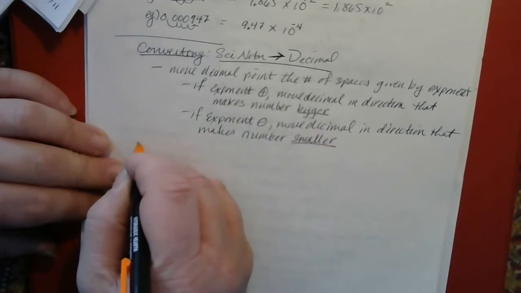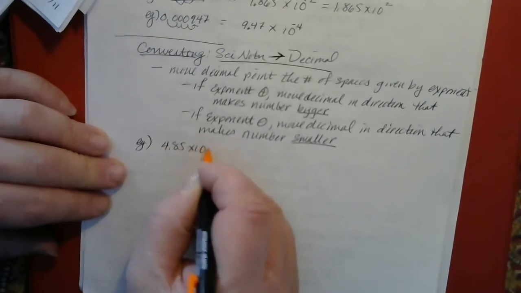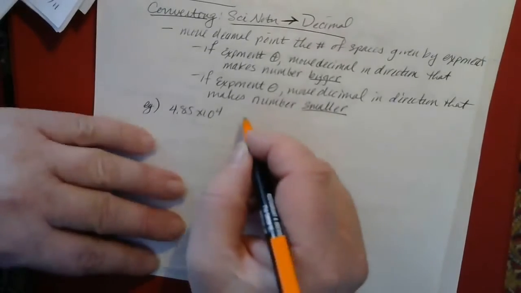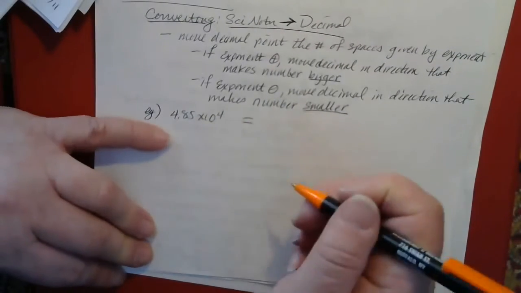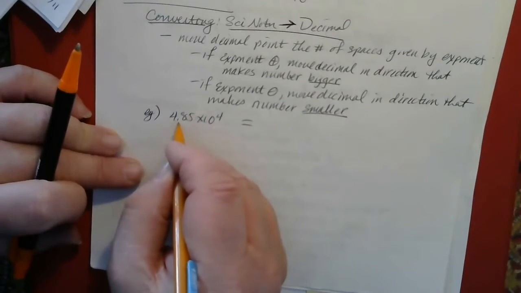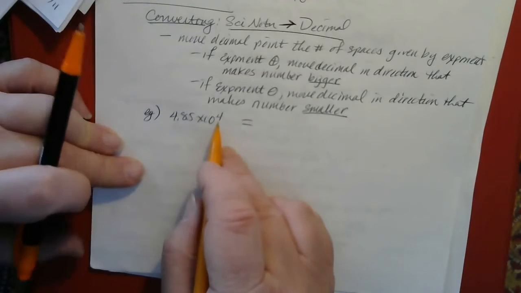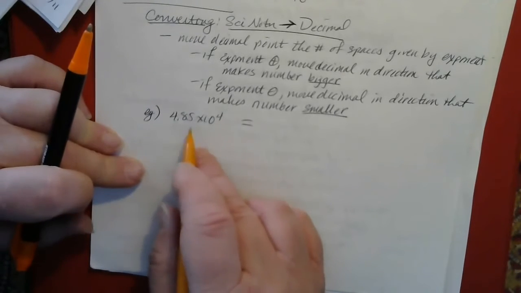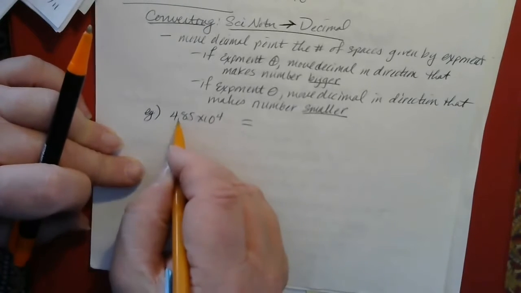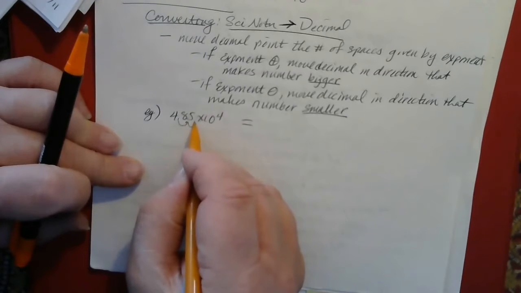Okay, so if we look at an example or two, say 4.85 times 10 to the fourth power. In decimal form, you're going to want to take the decimal point and move it 4 spaces. The exponent here is positive 4, so you're going to move the decimal point 4 spaces in the direction that makes the number bigger, which is to the right. Because if you move it 1 space, you get 48.5. Move it 2 spaces, you get 485.